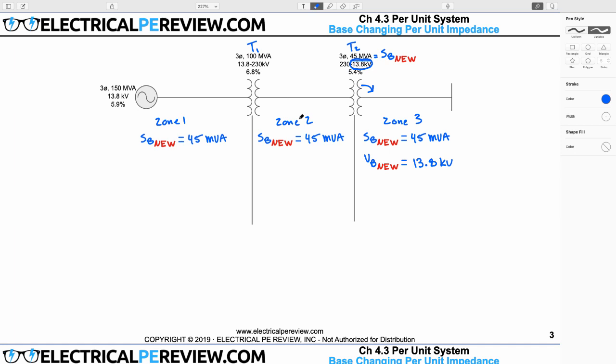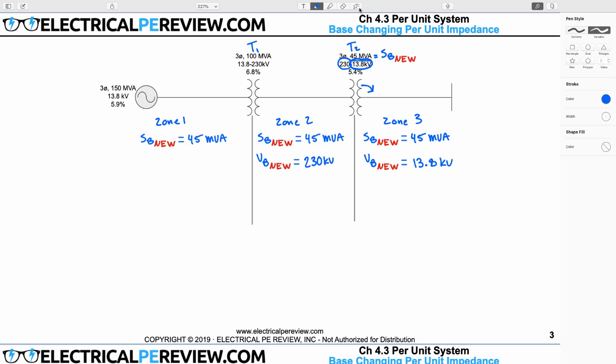For zone 2, notice how zone 2 is on the primary side of transformer T2. Since we're using transformer T2's ratings as base, the new base voltage in zone 2 is going to be equal to the primary voltage rating of T2. So our VB new in zone 2 is going to be 230 kV.